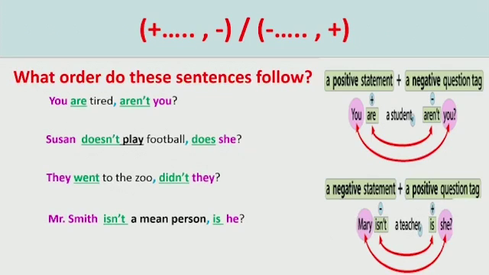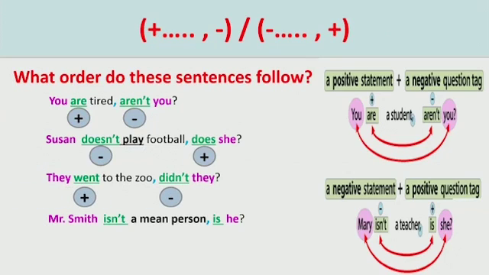Let's take the first sentence. You are tired, aren't you? What order does this sentence follow? Good, positive statement, negative question tag. How about the other three sentences? Let me help you. Susan doesn't play football, does she? So we have good, negative, positive. And the third, they went to the zoo, didn't they? We have positive, negative. Nice.